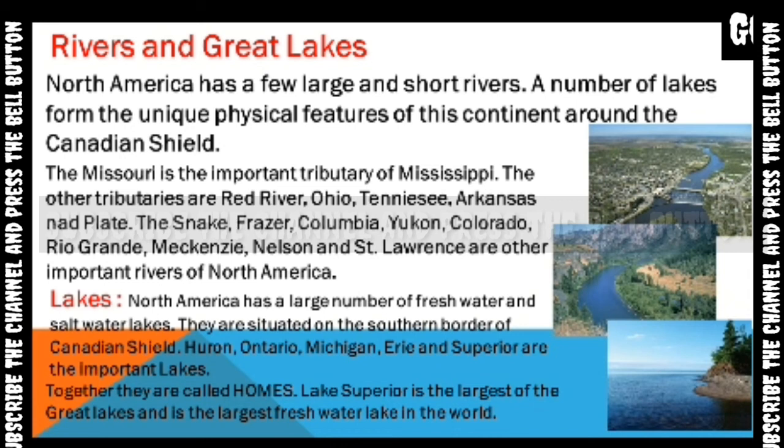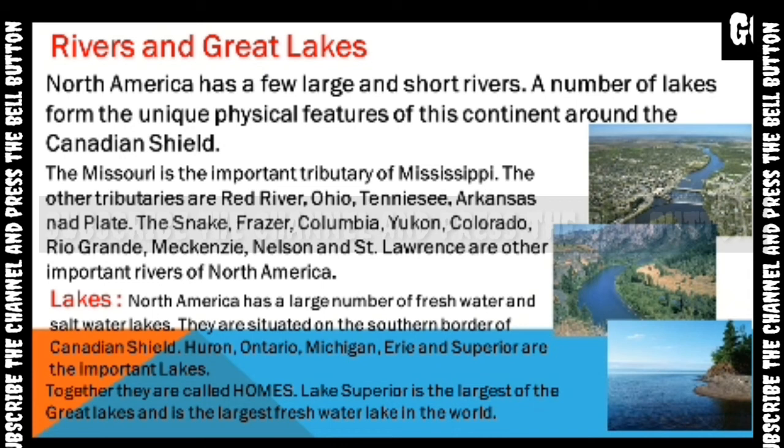Lakes. North America has a large number of freshwater and saltwater lakes. They are situated on the southern border of the Canadian Shield. Huron, Ontario, Michigan, Erie and Superior are the important lakes. Together they are called the Great Lakes. Lake Superior is the largest of the Great Lakes and is the largest freshwater lake in the world.